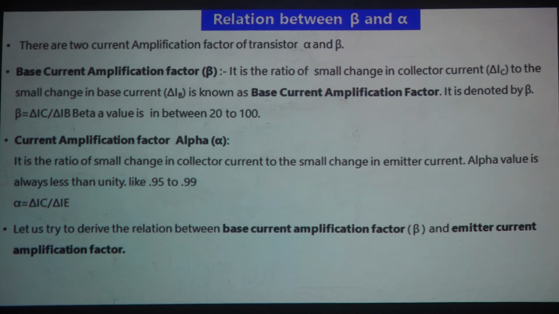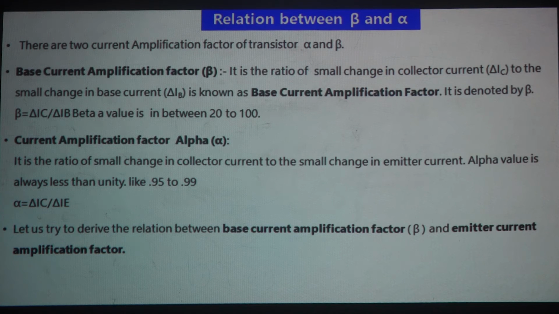Now we see the relation between alpha and beta, very important as far as the transistor is considered, the value of alpha and the value of beta. So what is meant by the beta and what is meant by the alpha? These are the two current amplification factors of a transistor, which we call alpha and beta.